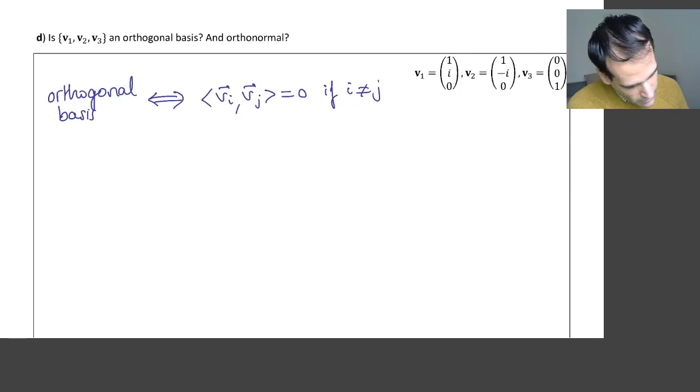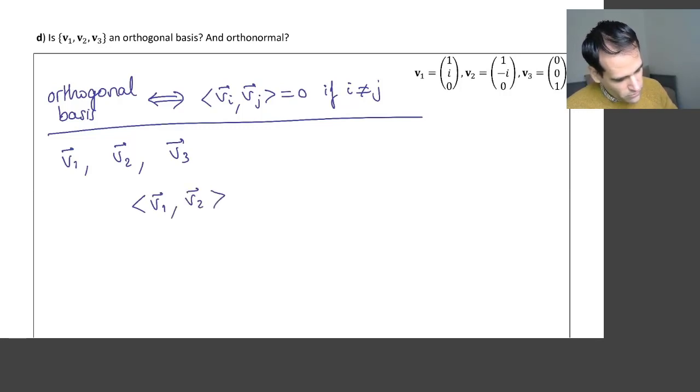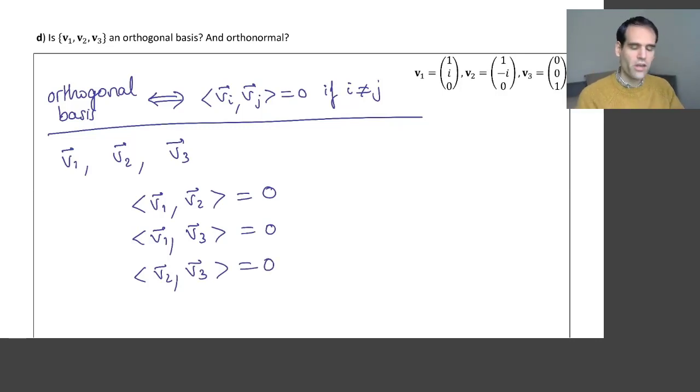Yeah? So what does it mean in practice? Here we have v1, v2, and v3. We have three vectors. So we are saying that the inner product between any of these two has to be 0, as long as it's not the same one with the same one. So v1 times v2 inner product should be 0. v1 times v3 inner product should be 0. And v2 times v3 inner product should be 0. So these three inner products should be 0.